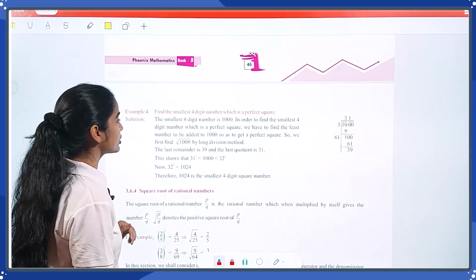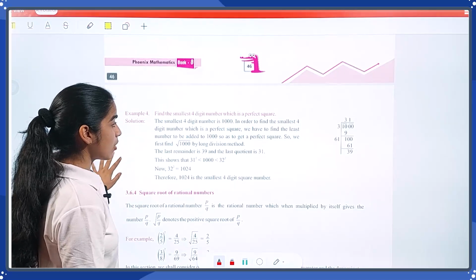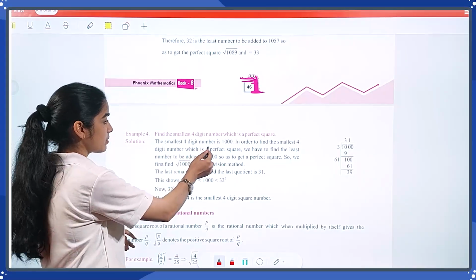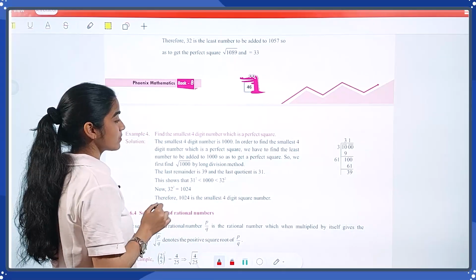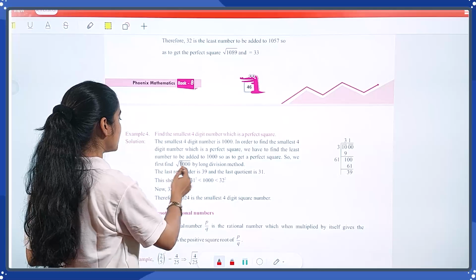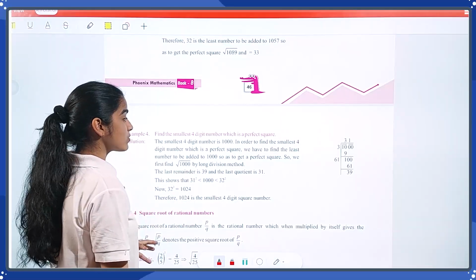Find the smallest 4-digit number which is a perfect square. So how can you calculate? The smallest 4-digit number is 1000. In order to find the smallest 4-digit number which is a perfect square, we have to find the least number to be added to 1000 so as to get a perfect square.